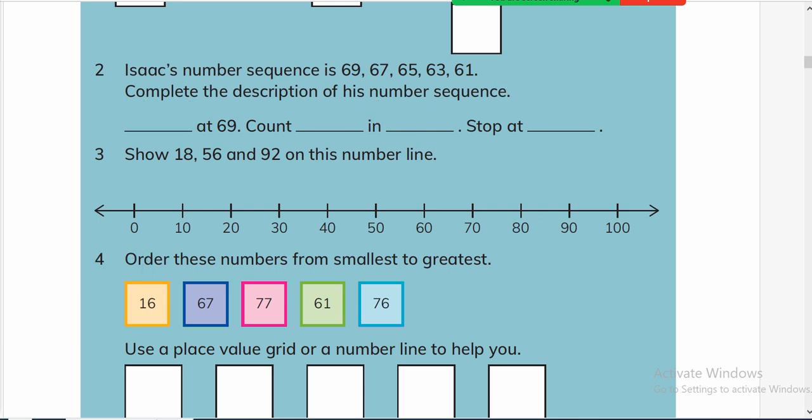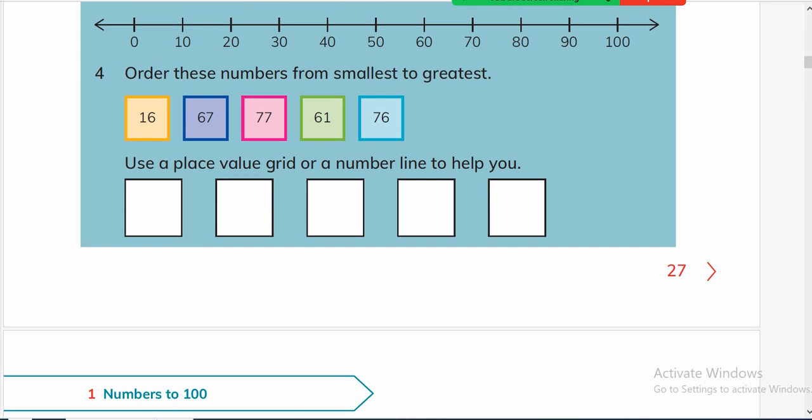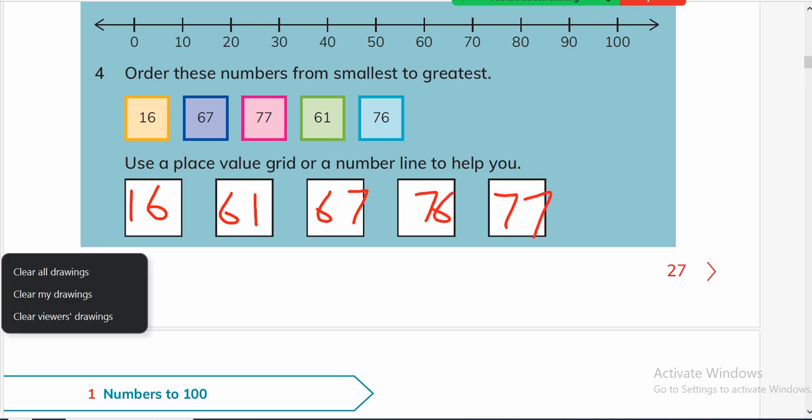Okay, next is show these numbers on the number line. 18 will come here. And 56 will come here. 92 will come here. Okay, order these numbers from smallest to greatest: 16, 61, 67, 76 and then 77.